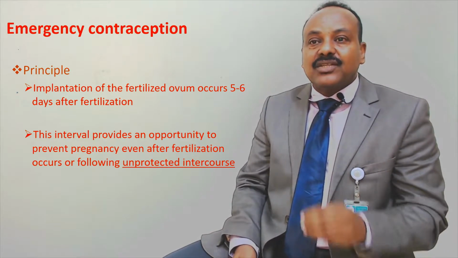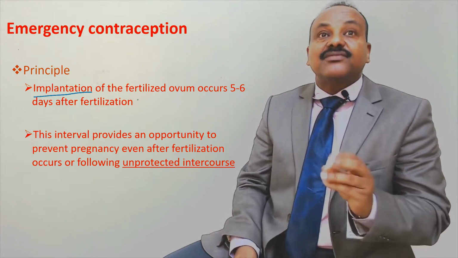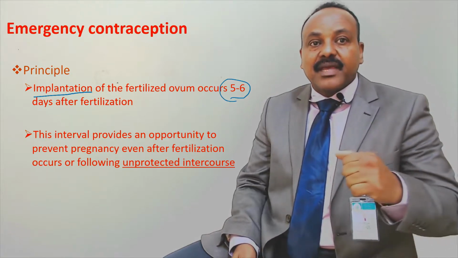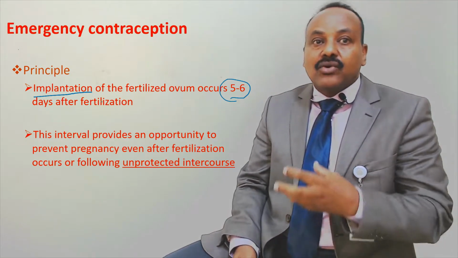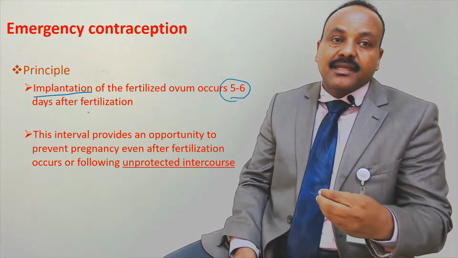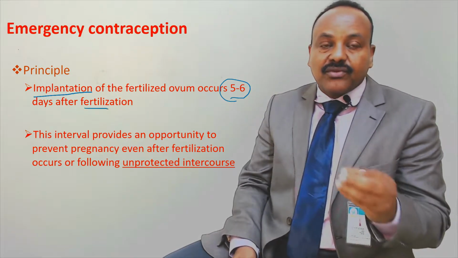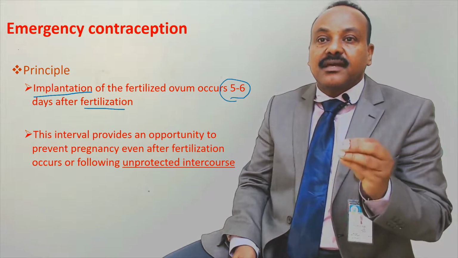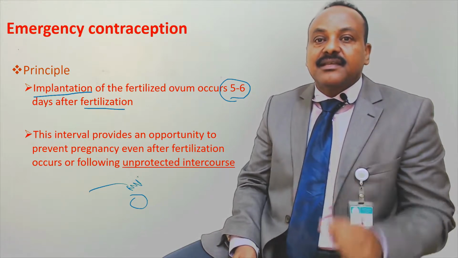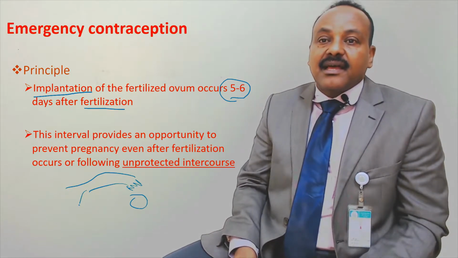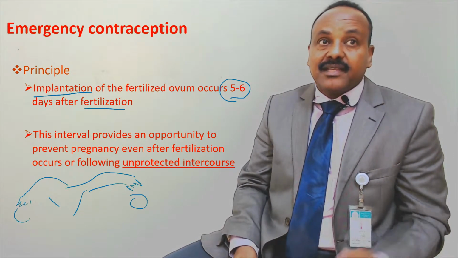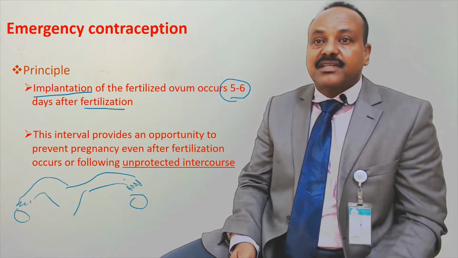One, implantation of the fertilized ovum occurs 5 to 6 days after fertilization. As we know, after sexual intercourse, the sperm migrate to the fallopian tubes and meet the ovum from the ovary, and fertilization occurs. After fertilization, the zygote migrates through the fallopian tubes until it reaches the endometrium. This journey takes 5 to 6 days. This interval provides a good opportunity to prevent pregnancy, either before fertilization or after fertilization.